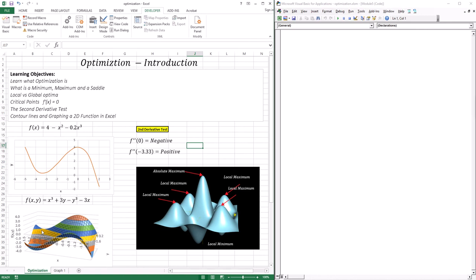It's neither a maximum nor a minimum because in some direction it acts like a maximum, in some direction it acts like a minimum. And it gets its name from a horse's saddle.